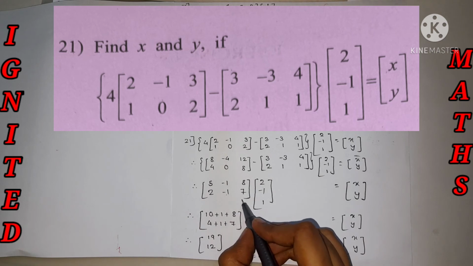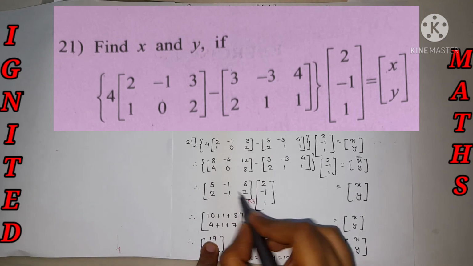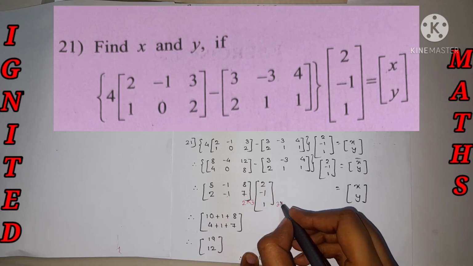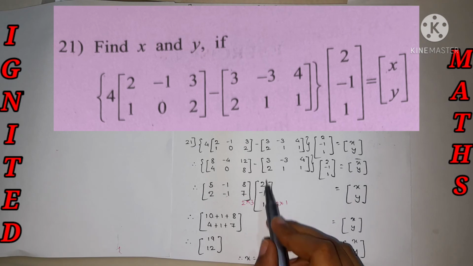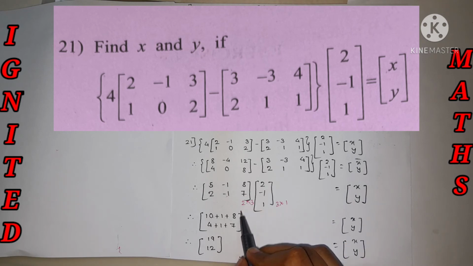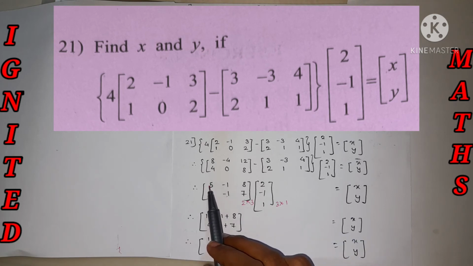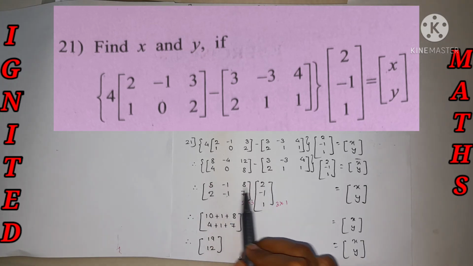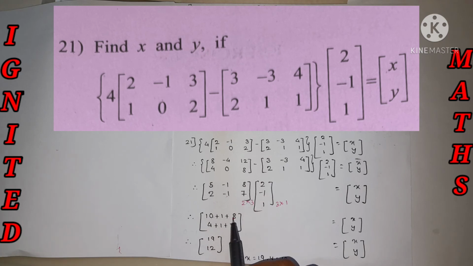Now this is of order 2 cross 3 because it contains 2 rows and 3 columns. So 2 cross 3, and it is multiplied with 3 cross 1. Yes, 3 rows and 1 column, so 3 cross 1. So the matrix multiplication will give us 2 cross 1. So let's get started. 5 minus 1 is 8. 5 into 2 is 8, minus 1 into minus 1 plus 1, 8 into 1 is 8, 2 into 2 is 4, minus 1 into minus 1 plus 1, 7 into 1 is 7. We have done with the matrix multiplication.